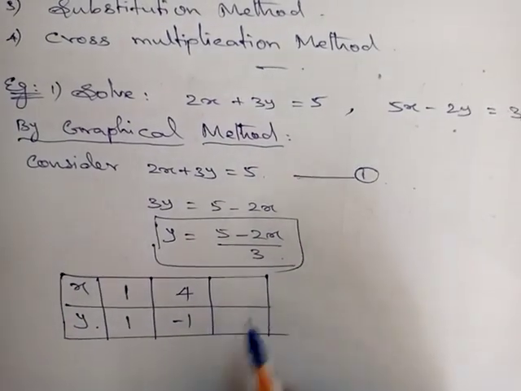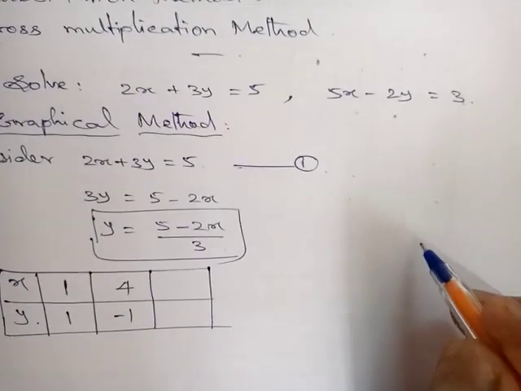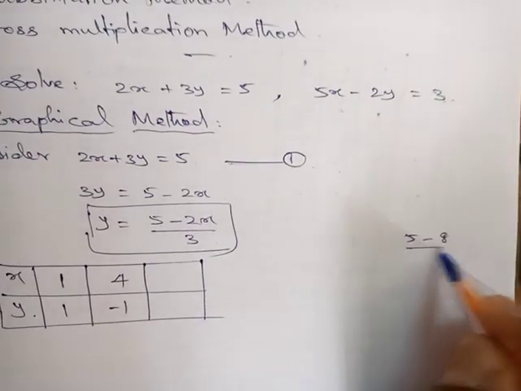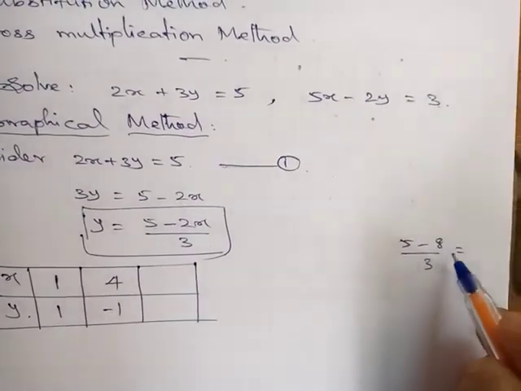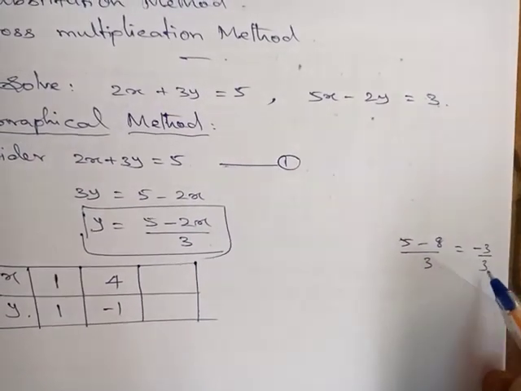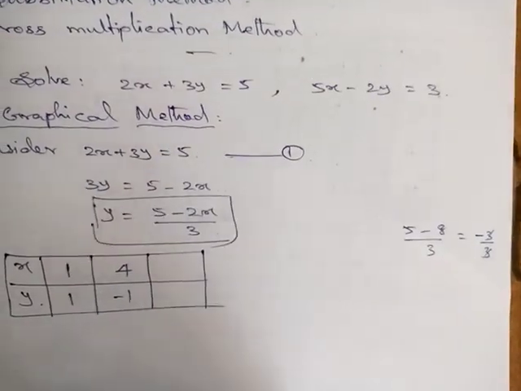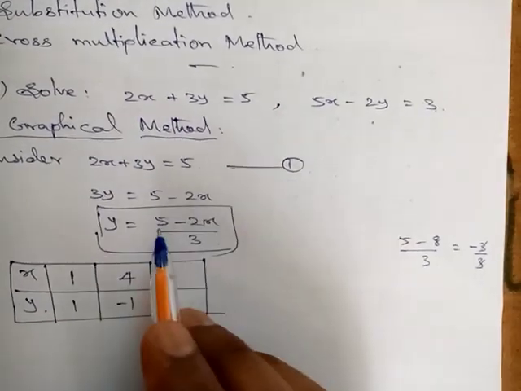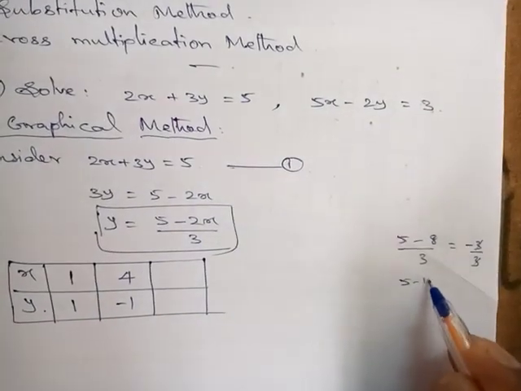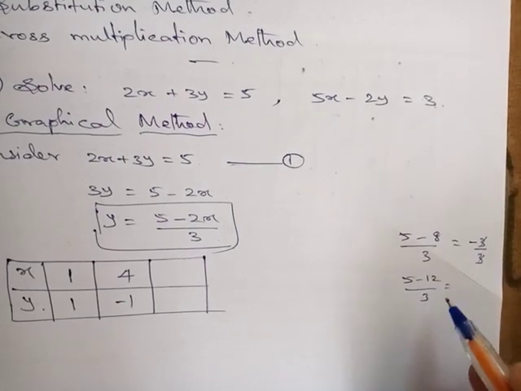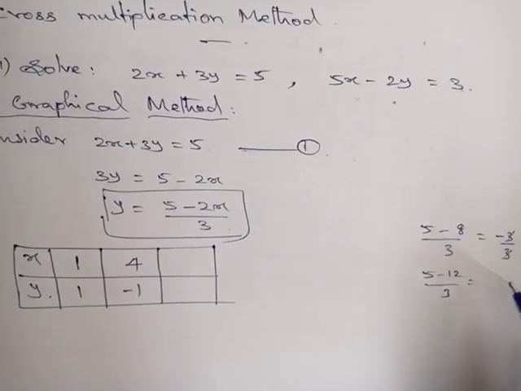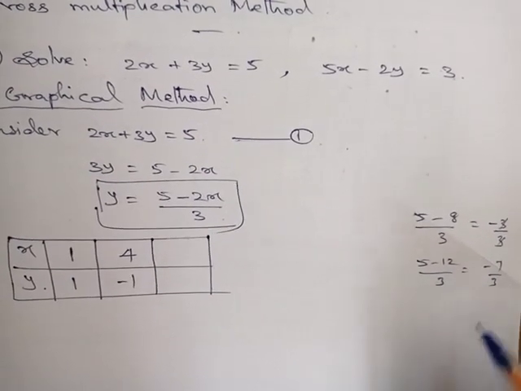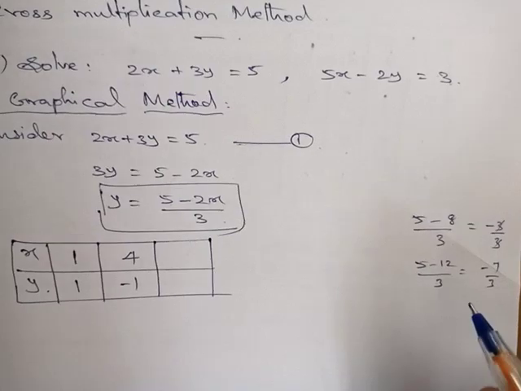If you are getting confused, on the right hand side just try 5 minus 2 into 4, 8, divided by 3. So 5 minus 8 is minus 3 divided by 3. If you cancel this, minus 1. That's all. Like this I am trying with x value as 6. 5 minus 12 divided by 3, which is nothing but minus 7 divided by 3. This is also a little bit difficult to plot, so leave this x value.